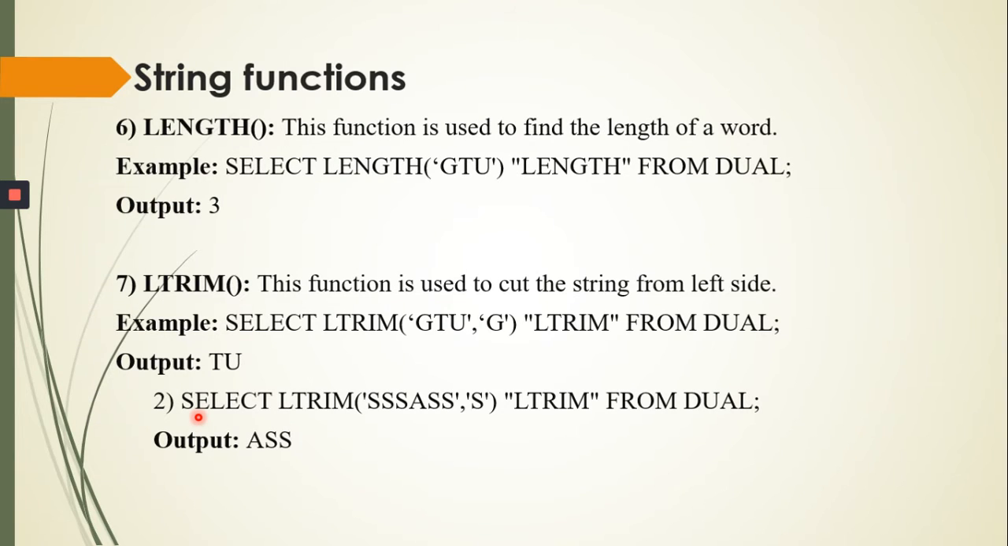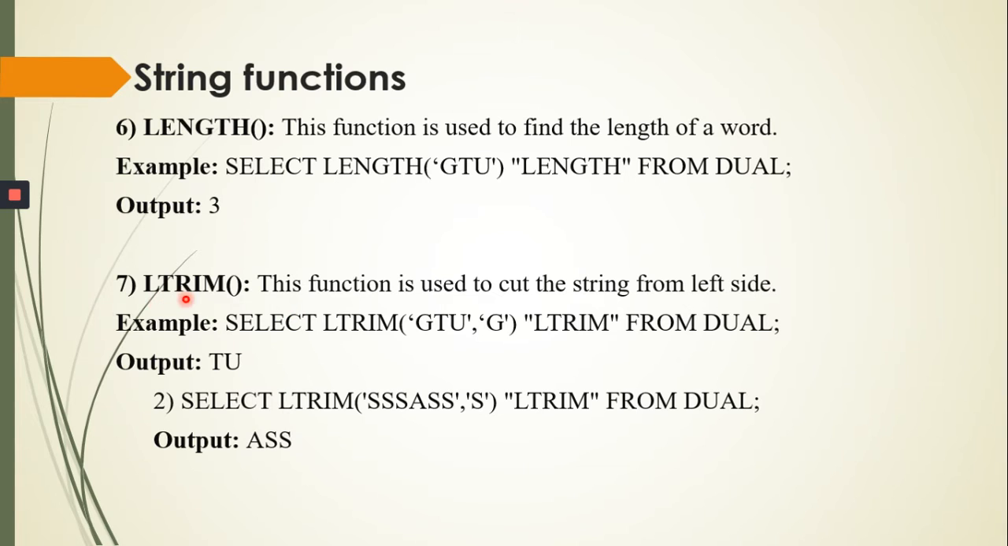Now next is length. As the name suggests, this function is used to find the length of the word. Select length, in bracket we are writing GTU. So the length of this word is 3, so the output will be 3. So this is the length function.